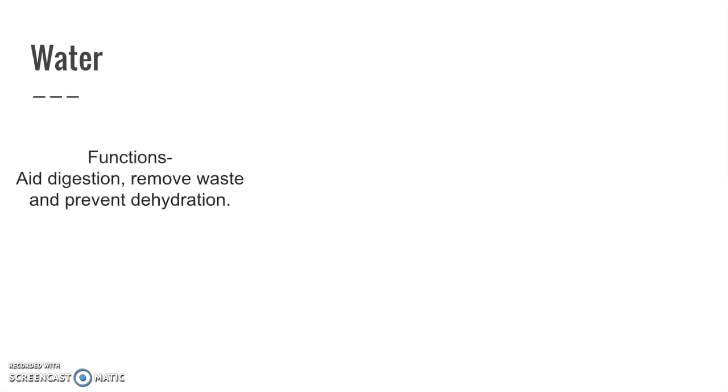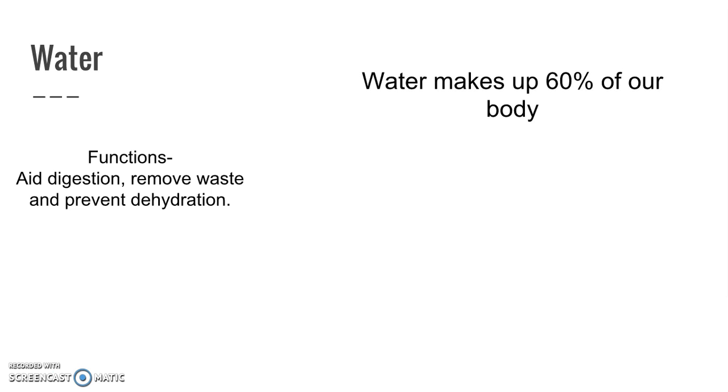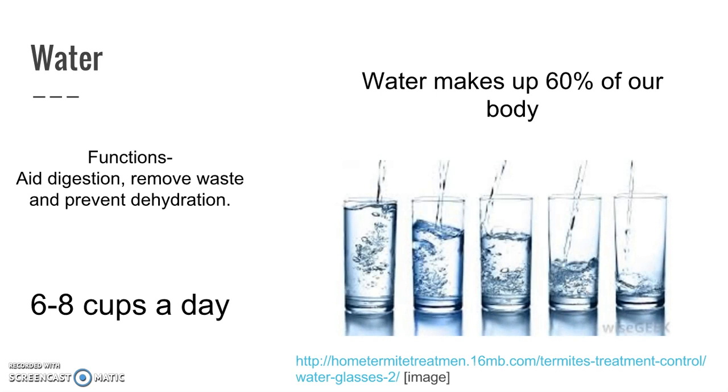There are 3 functions for water, and they are aid in digestion by dissolving soluble fibre, removing waste through sweat, urination and desiccation, and also preventing dehydration. Water is very important because of those three functions, so we should drink 6 to 8 cups, and 6% of our body is made of water.